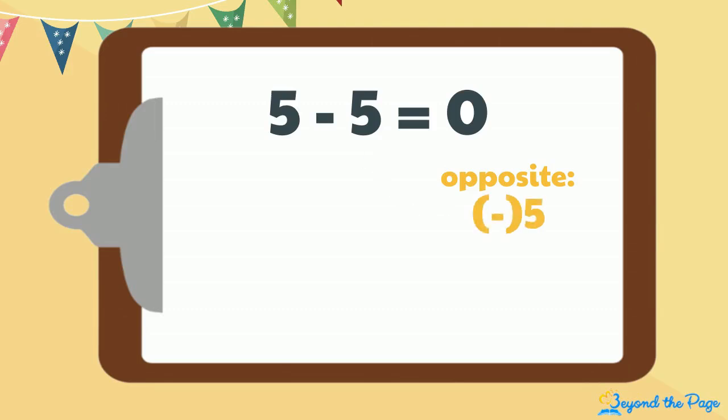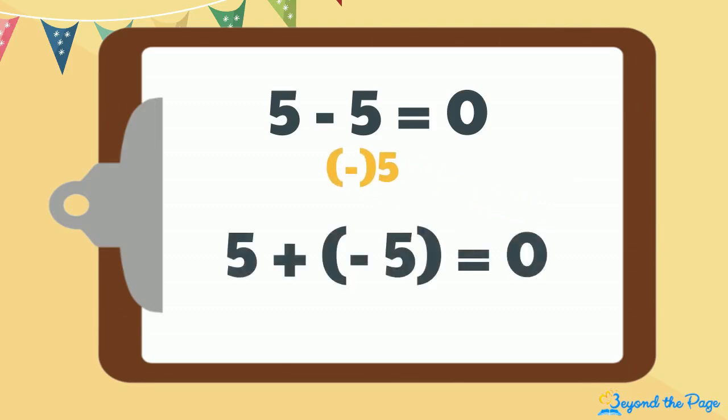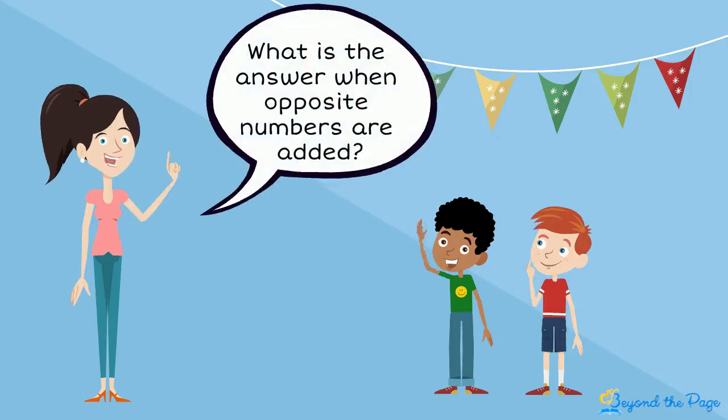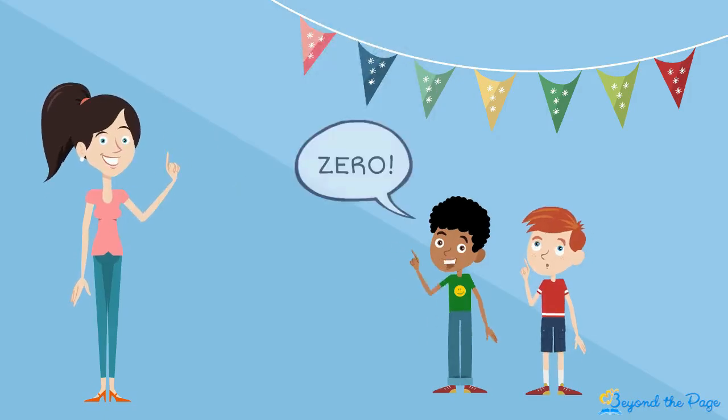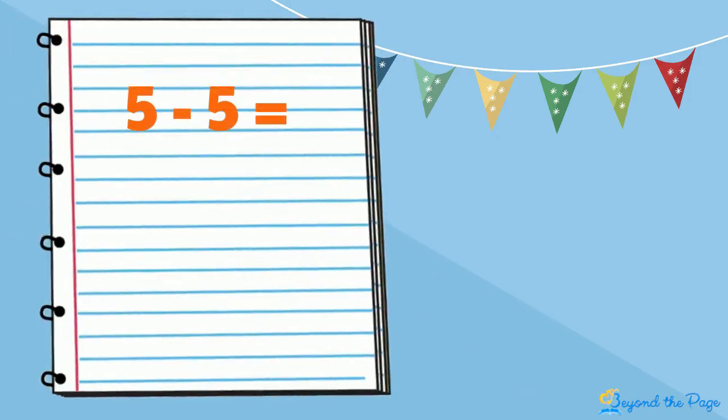If you follow the two steps for the additive inverse rule, the problem changes to look like this: 5 plus negative 5. What is the answer whenever opposite numbers are added? Of course, the answer is 0. You've just shown that 5 minus 5 can be rewritten as 5 plus negative 5.